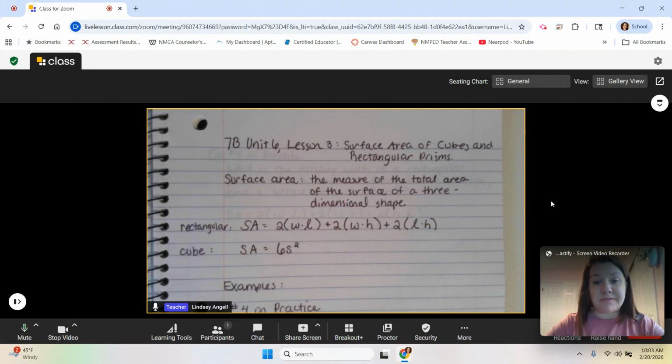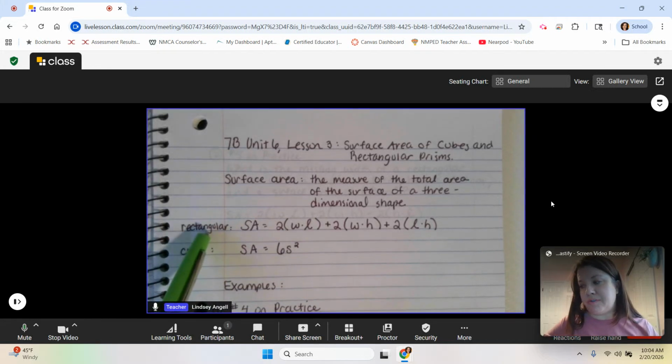Alright, so first off, surface area is the measure of the total area of the surface of a three-dimensional shape. So think if you were wrapping a present, right? It's like if you were to not overlap any of the paper, how much paper would you use? That would be like surface area, okay?